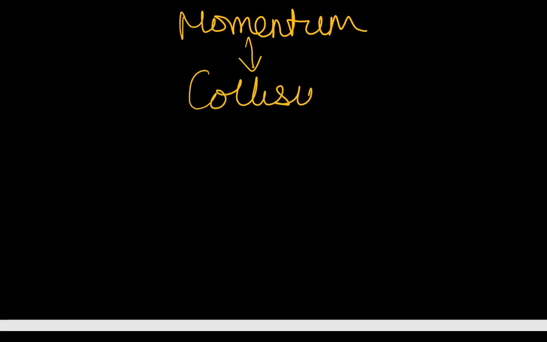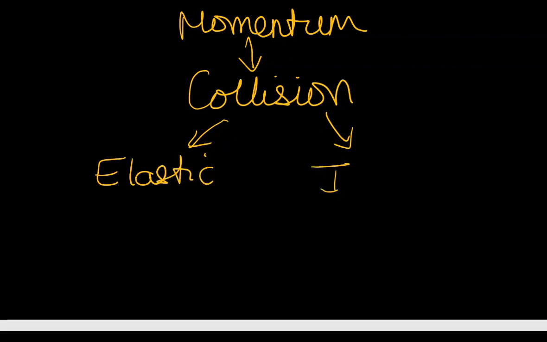Now the context of momentum in physics is collisions, and when we talk about a collision, you are talking about 2 bodies hitting each other. Right? So you can have many different types of collisions in terms of how the body behaves. The 2 main categories of collisions are elastic collisions and inelastic collisions.